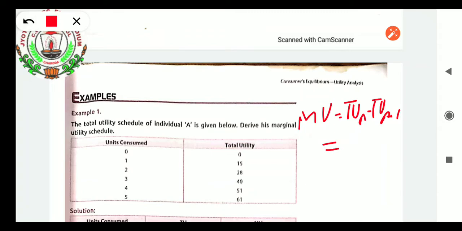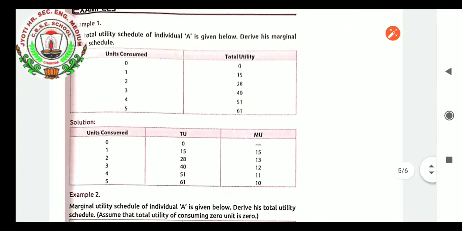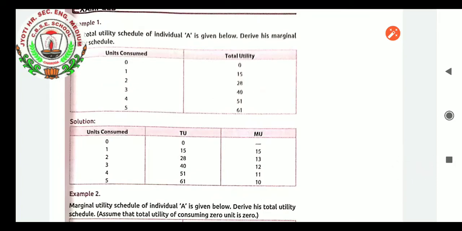For example, we are calculating MU at the second unit. So here MU2 will be TU2 minus TU1. What is the total utility at second unit? 28 minus total utility of 1, which is 15. 28 minus 15 we will do, and here we will get 13. So this way MU will be calculated: 0, then 15, then 13. Do you want to check? So you can see 0, 15, then 13.